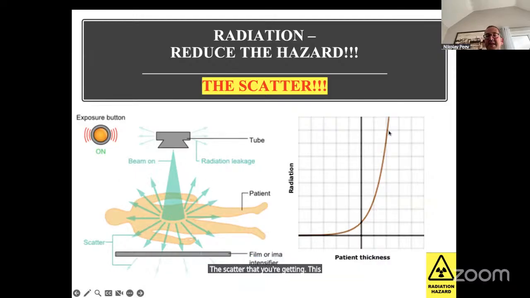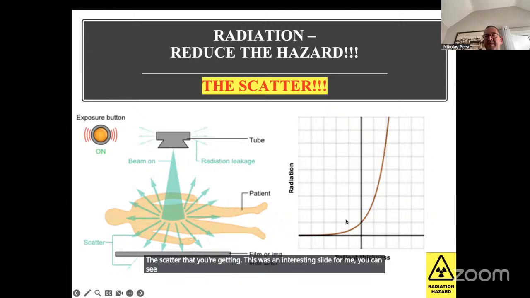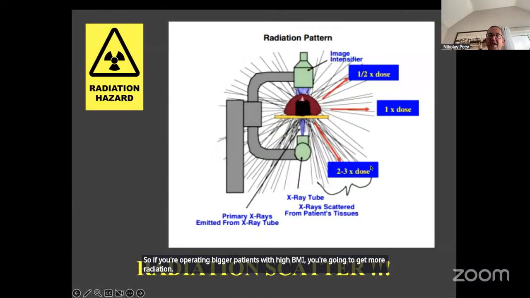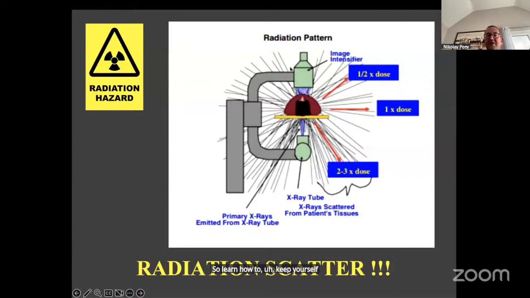This was an interesting slide for me. You can see here that the bigger the patient is, the more scatter you're getting. See, the scatter is going up exponentially. So if you're operating on bigger patients with high BMI, you're going to get more radiation. So learn how to keep yourself safe from radiation, and learn where to stand.